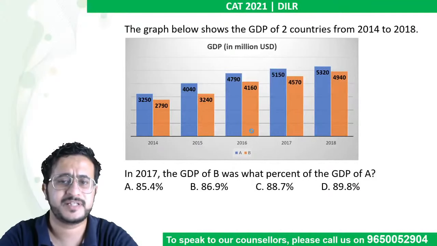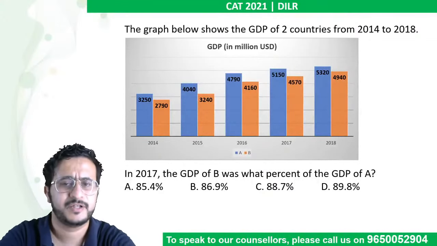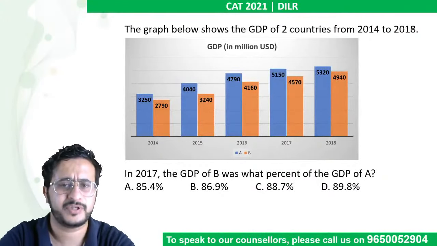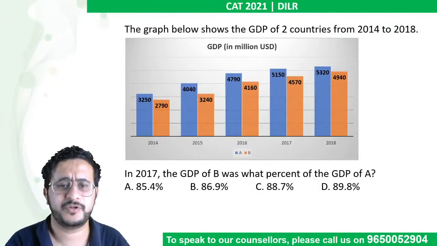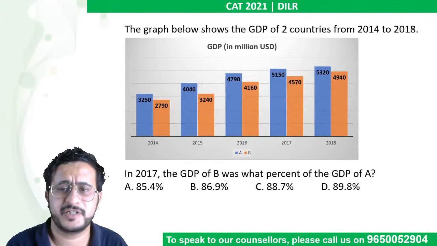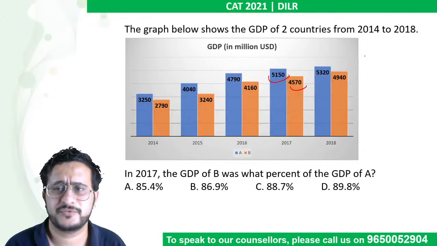So what was the first step? First step is you have to change the denominator to a calculation friendly number, right? So let us change the denominator to a calculation friendly number. What percent of A's GDP is B's? A's GDP is 5150, it is 4570, right?